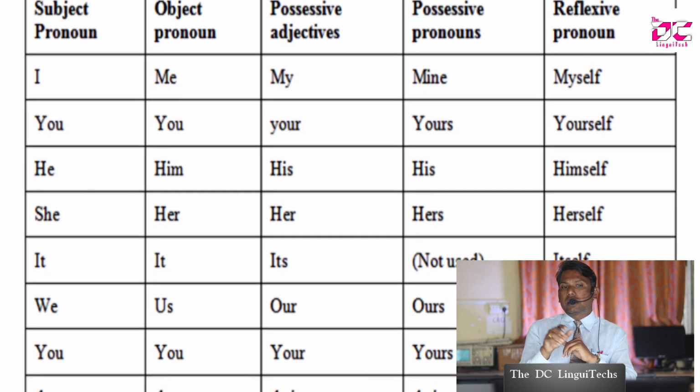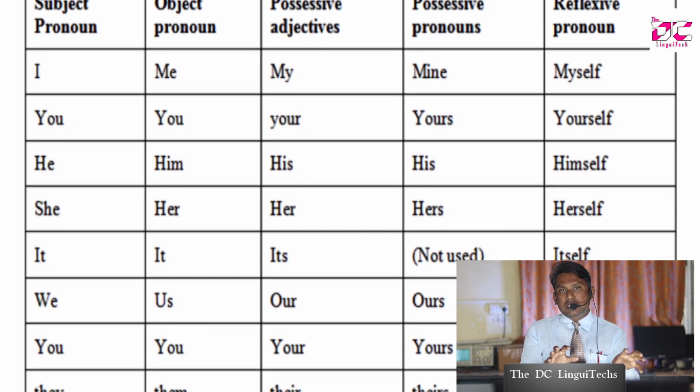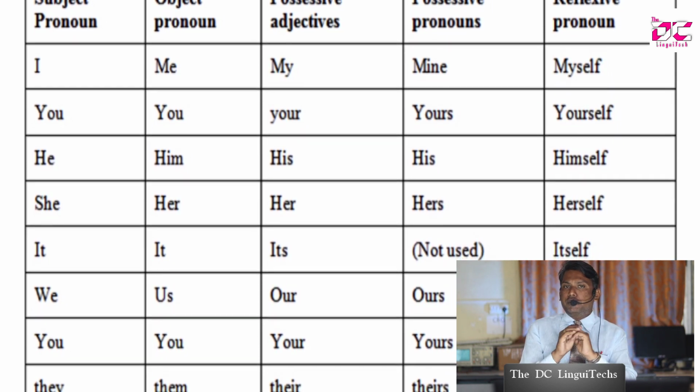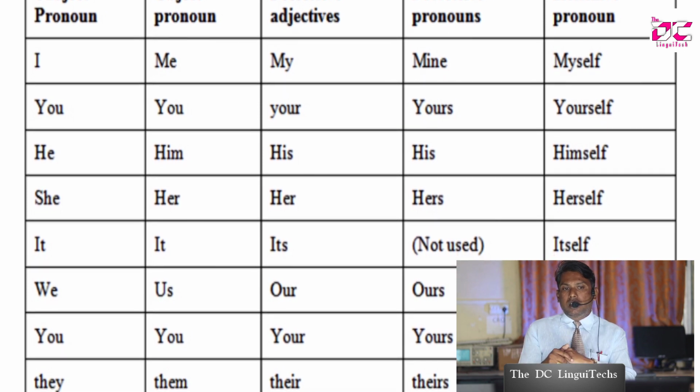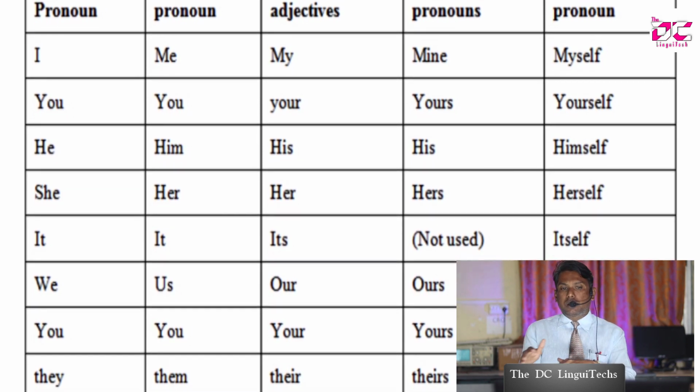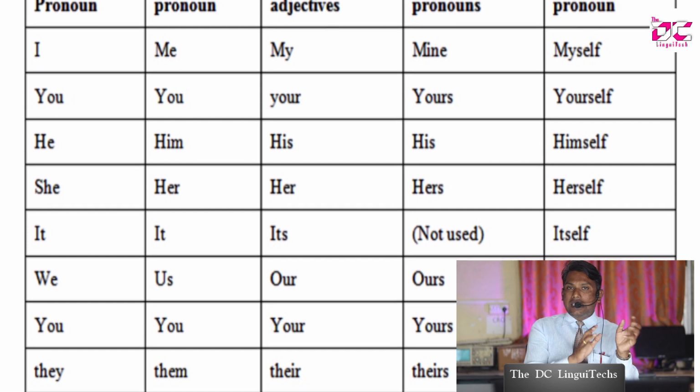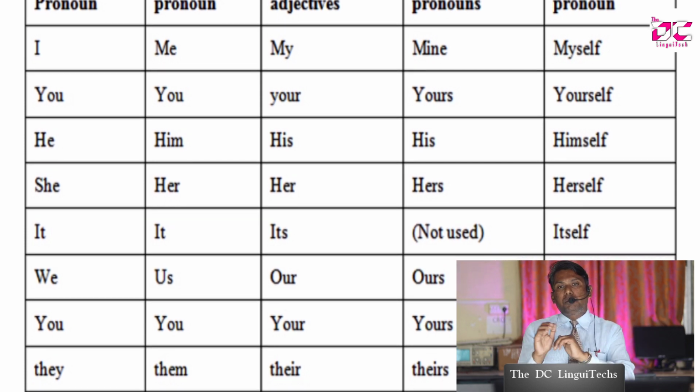If he is a subject, him is the object. If she is a subject, her is the object. If it is the subject, it is the object. If we is a subject, us is an object. If you say they is a subject, them is an object. As an object, we have different forms. As a subject, we have different forms.